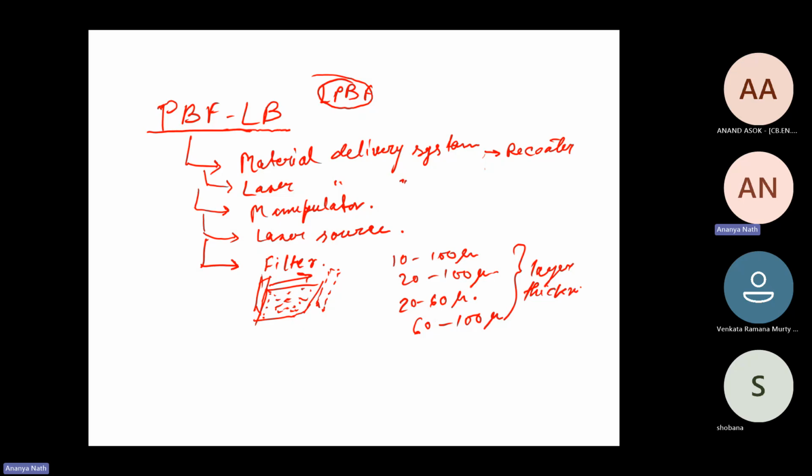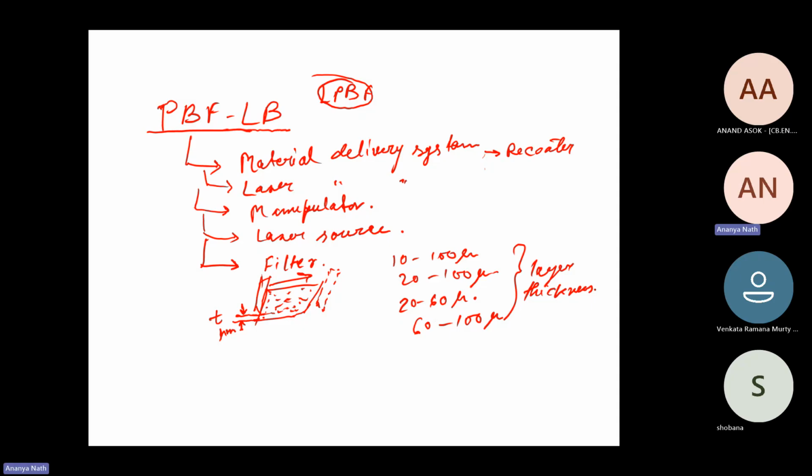How to get the layer thickness? Basically, it is the distance between the build plate and the recoater blade. If this is the distance between the build plate and the recoater blade, then this is the layer thickness in micrometers. So this is how the material is delivered, but this is happening at the time of the process.